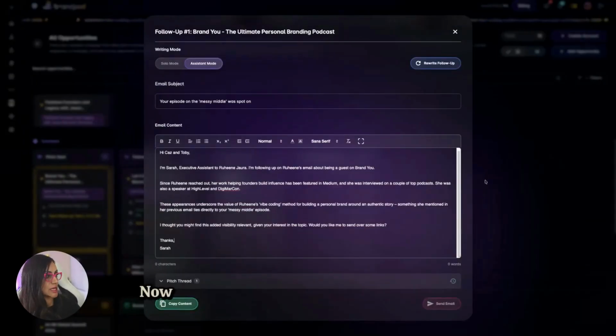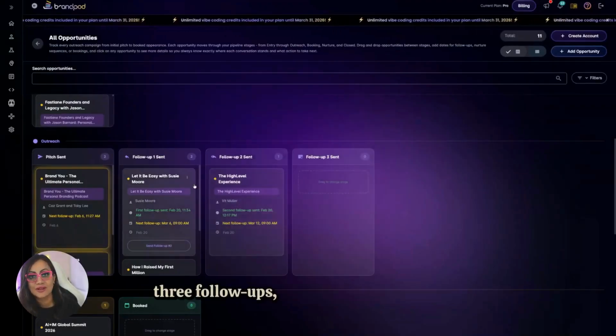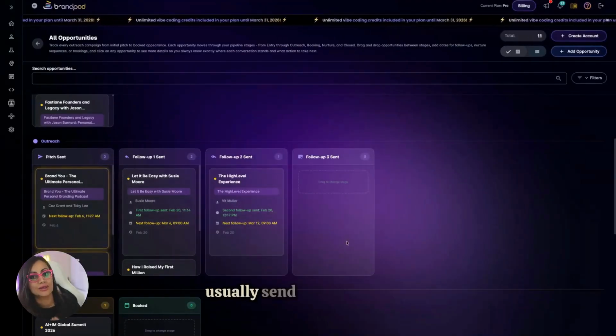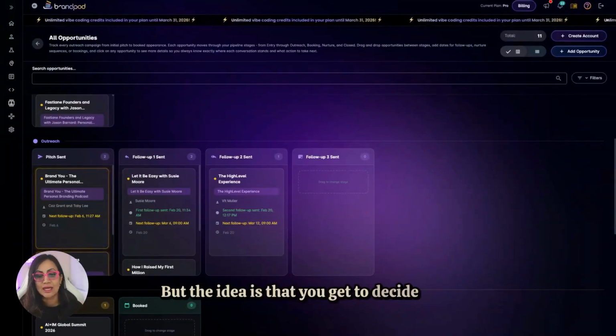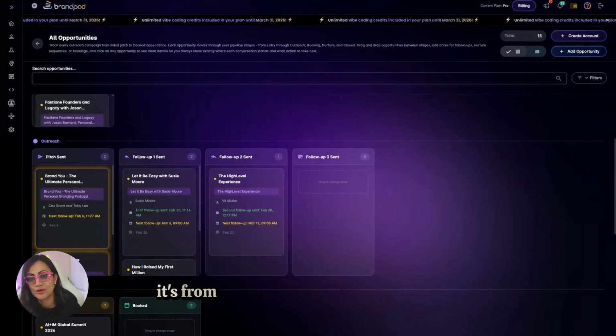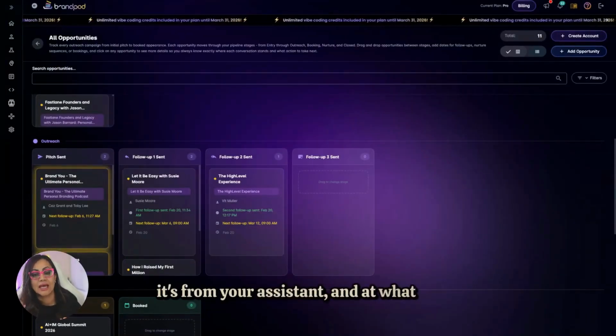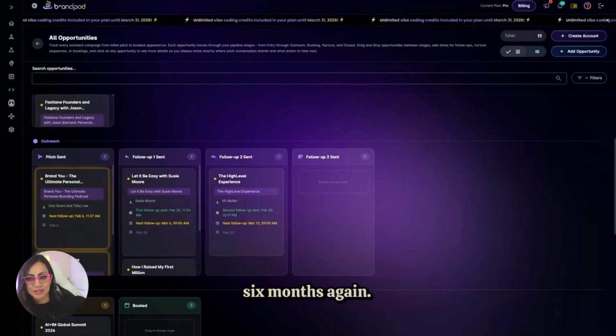Now, you have the opportunity of sending up to 3 follow-ups, but as you can see, I don't usually send more than 2. This is just a personal preference thing. But the idea is that you get to decide how often you want to follow up, how you want to follow up, whether it's from you, whether it's from your assistant, and at what point you want to put them maybe in a nurture later list where you can reach out 3 to 6 months again.